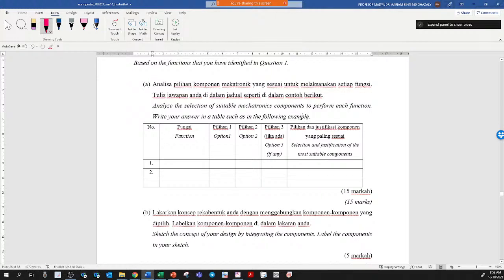So basically for chapter 2 just now, the selection of the best sensor to perform each function, perform the output or the measurement. So what is the function? You are going to measure the. So what is the option, sensor number 1? The reason why, what is the fundamental principle there? Option 2, option 3. Then you are going to justify why you choose option number 1 as the sensor.